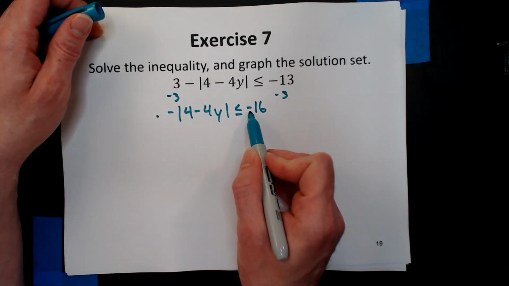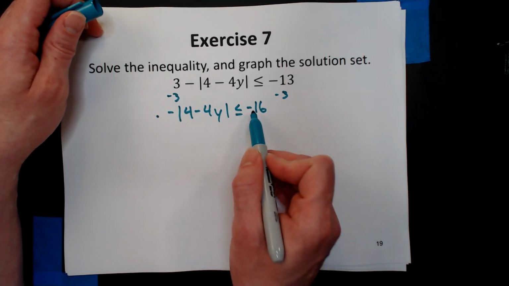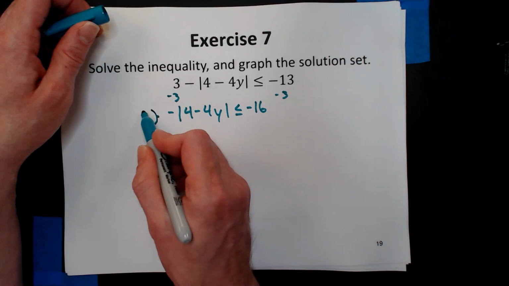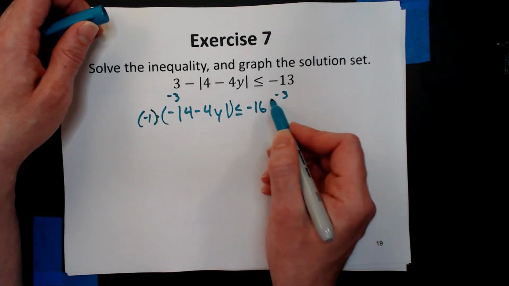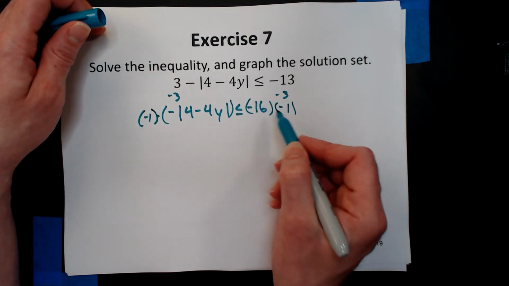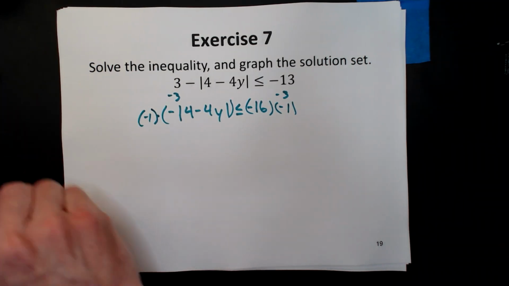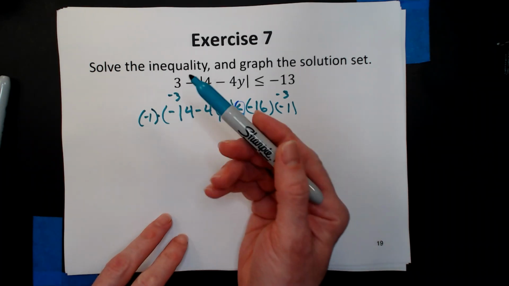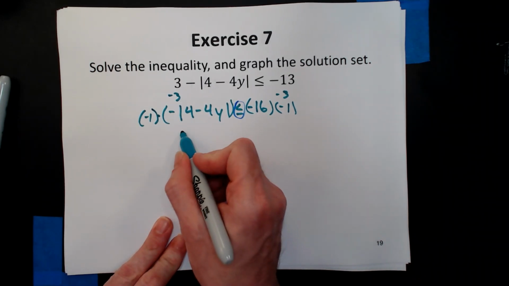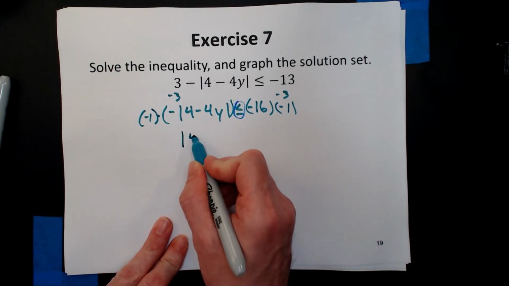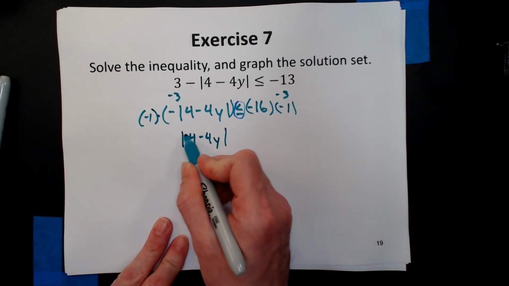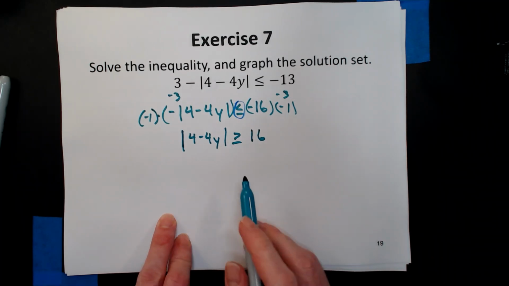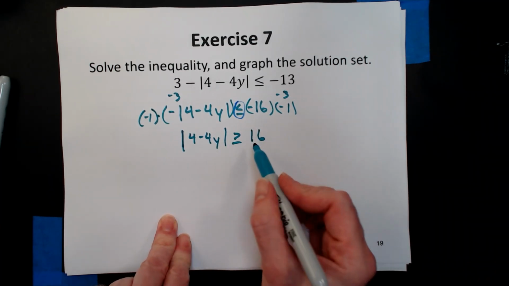This negative 16 isn't in standard form, so that negative over here might cancel, and here it does. I'm going to multiply both sides by negative 1. And if I multiply both sides by negative 1, what happens next is I have to flip my inequality symbol. So that's going to give me the absolute value of 4 minus 4y is greater than or equal to 16.